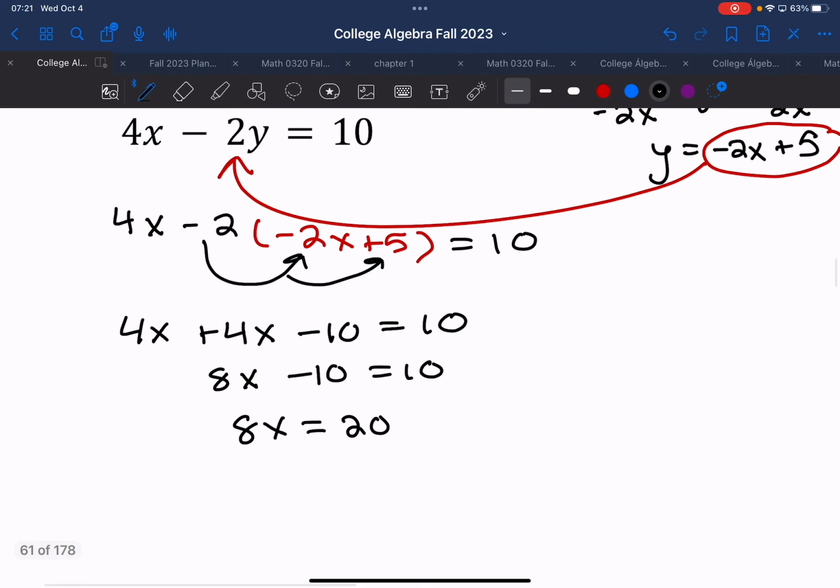And if I divide both sides by 8, I get x is equal to 20 over 8, but that can be reduced to what? 5 over 2? Good, because we're dividing both by 4, so 5 over 2. Or, I said it, but wrote the wrong thing. 5 over 2.